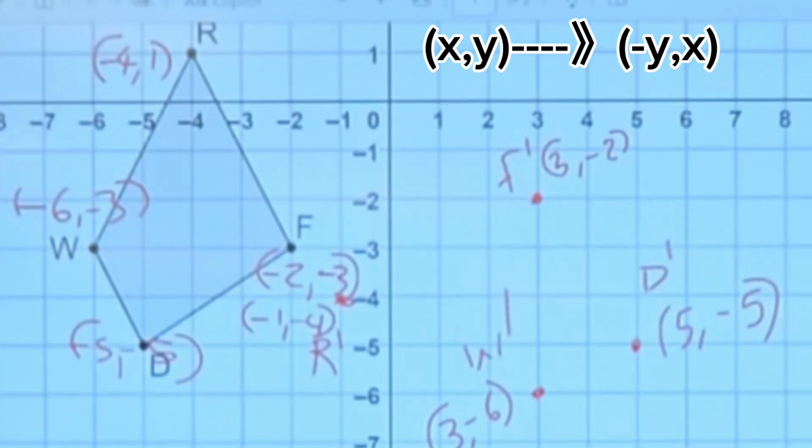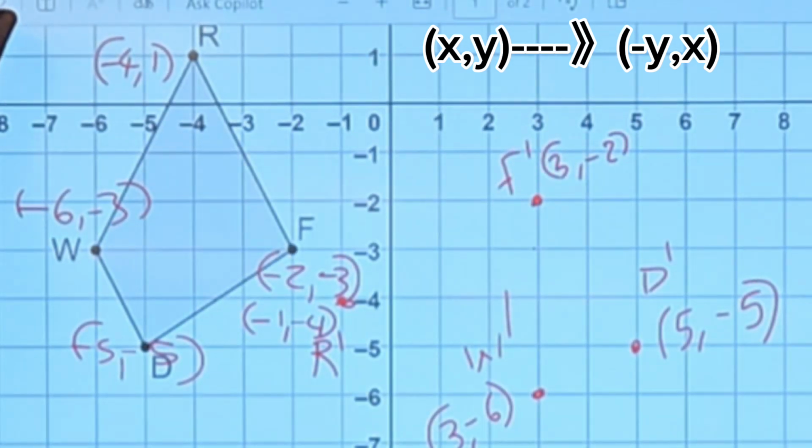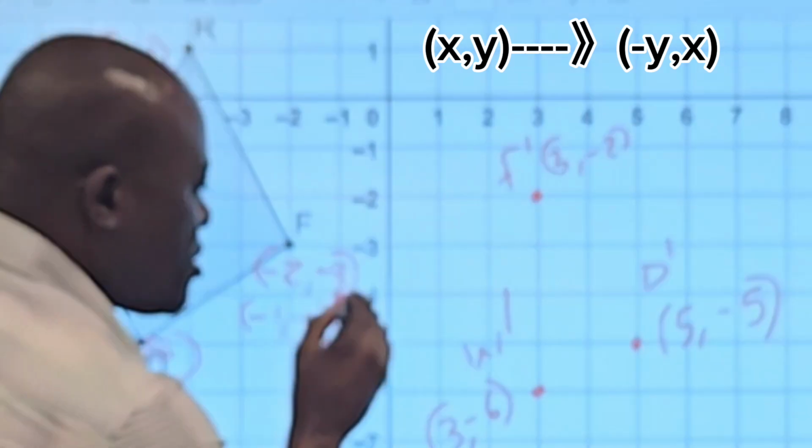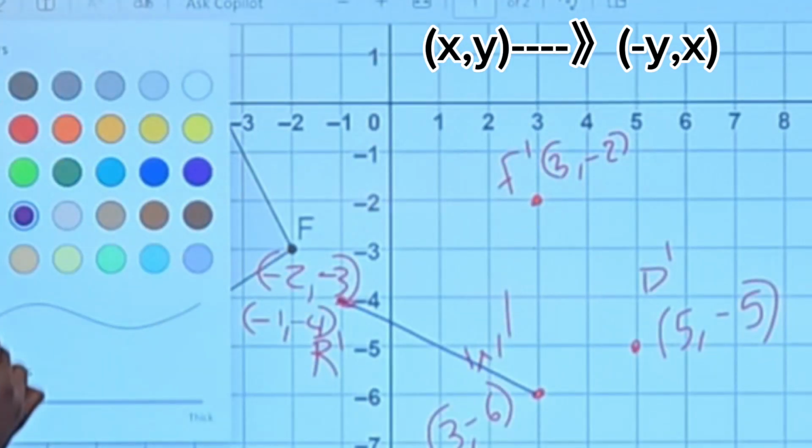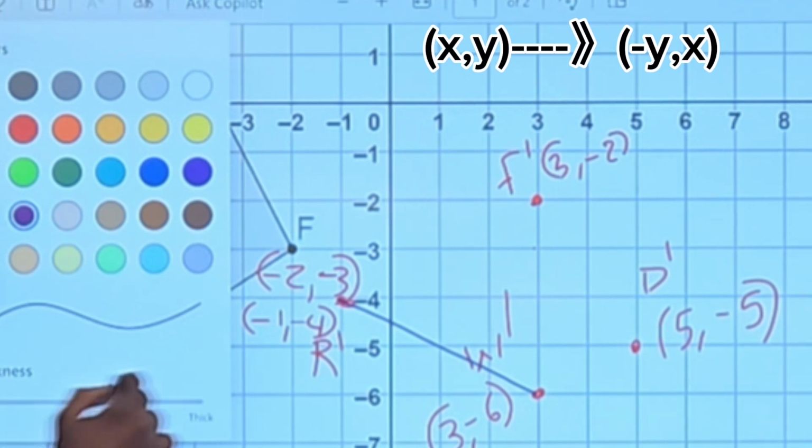So what we're going to do now is just reshape it. Let's put it in purple. Follow me, reshape this. You connect these. Let me get a bigger marker. Let me go a little bit bigger right there.